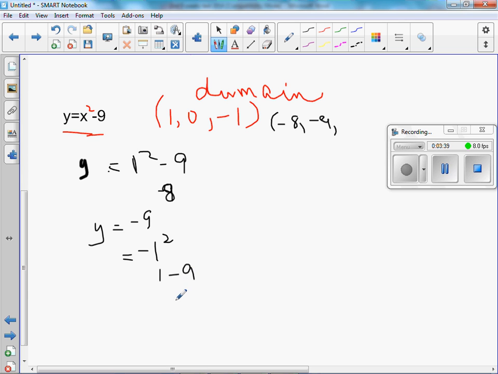It's going to still give you a negative 8. This is negative 8 here. So you see in essence the 1 squared here is still going to give you a negative 8, and the negative 1 squared is still going to give you a negative 8 for the y, because when you square something it makes it a positive. Does that make sense?